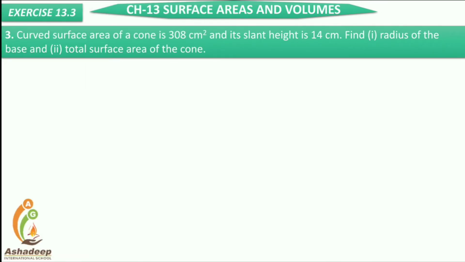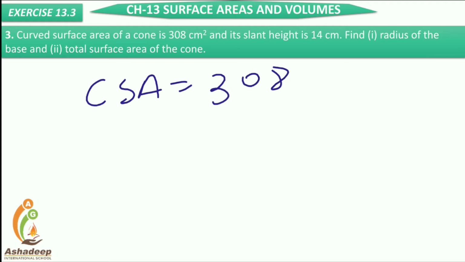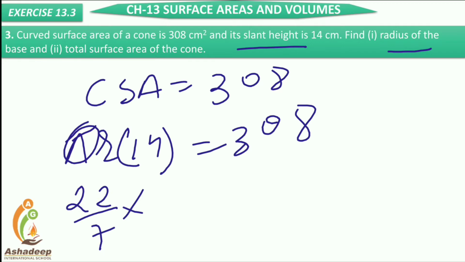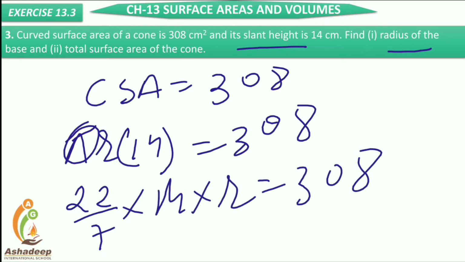Okay, now the curved surface area of the cone is 308. Here you are given the CSA, the curved surface area, that is already given and that is 308. Now the slant height is given and we have to find out the radius. So what is the curved surface area? It is pi r l. Slant height we have and that is 14, equal to 308. Now what is the value of pi? That is 22 by 7 into 14 into r is equal to 308.